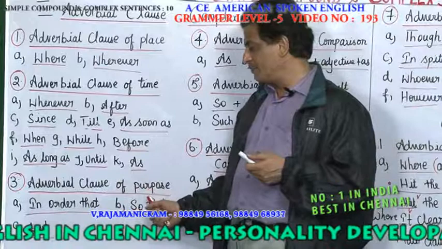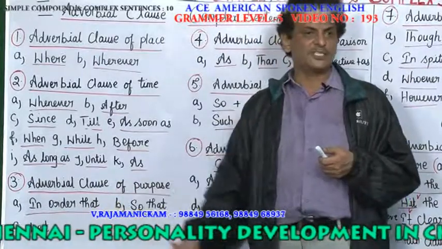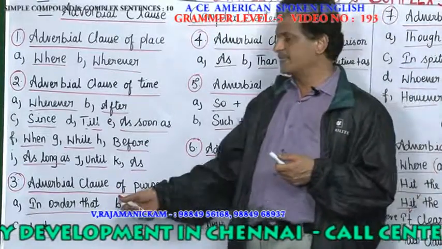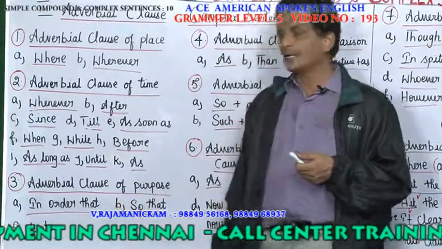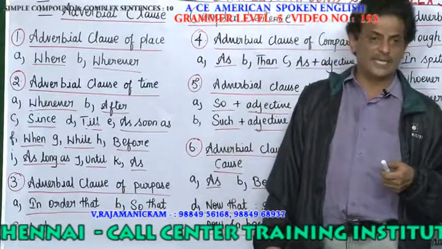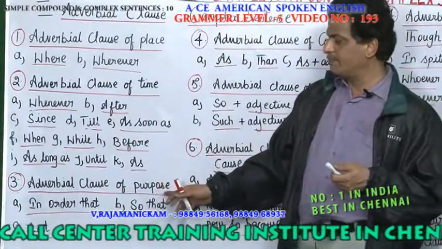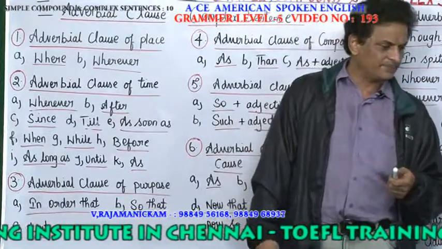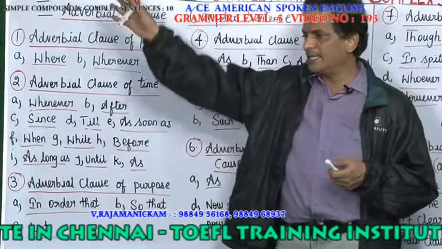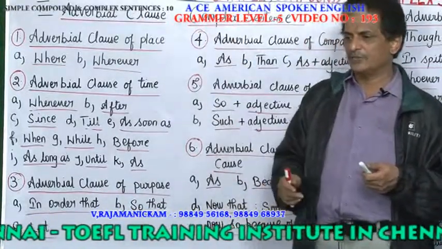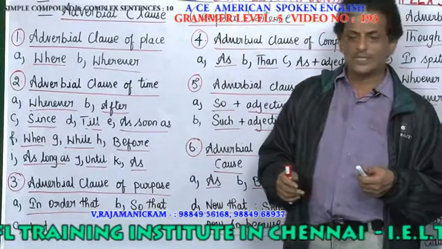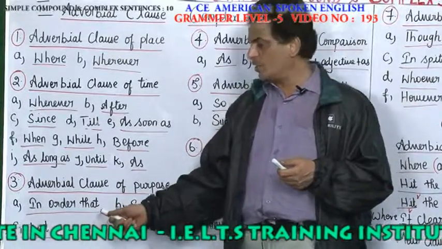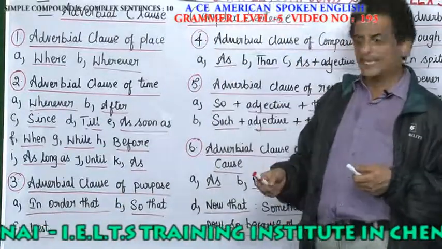Now, adverbial clause of purpose. In order that. How do you form a sentence with in order that? Purpose. I came late to the class. You are asking the purpose. Why did you come late to the class? In order that I can pay the money in the bank, because the bank opens around 10:30. I have to pay the money in the bank. So that is the reason I came late to the class. For what reason? In order that I could pay the money in the bank.